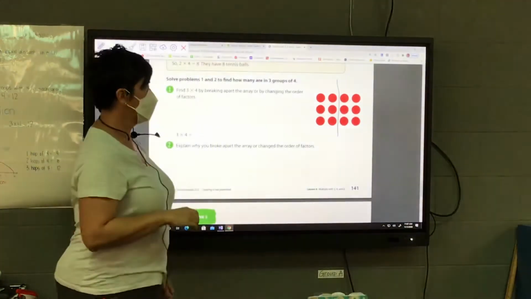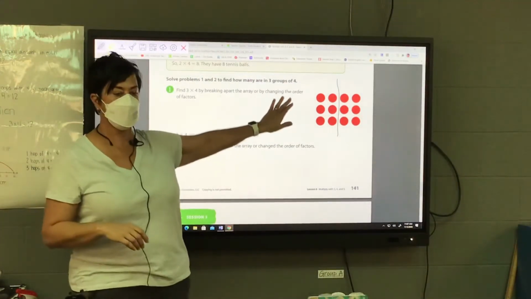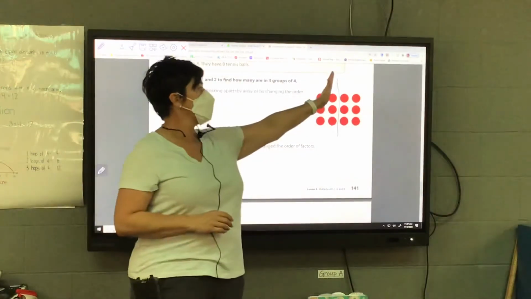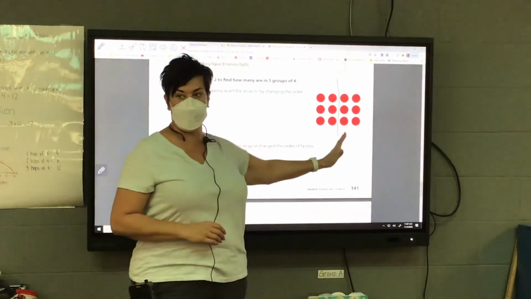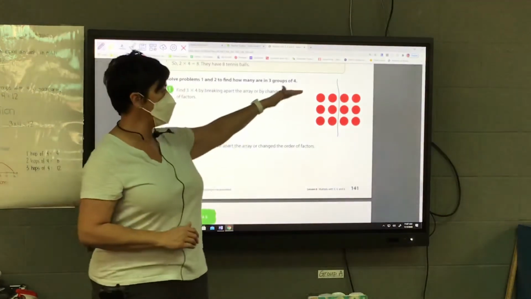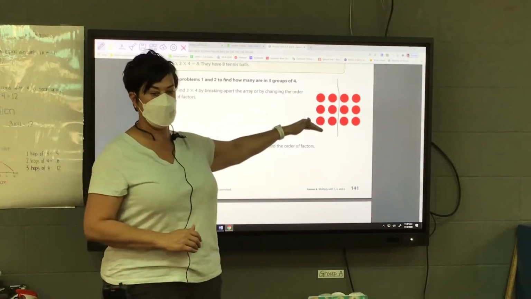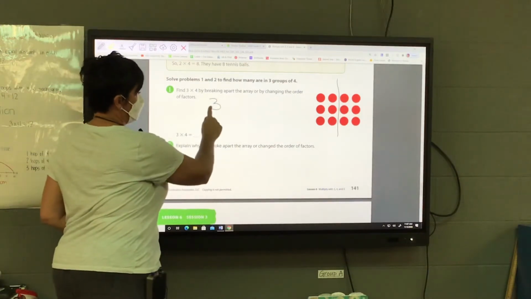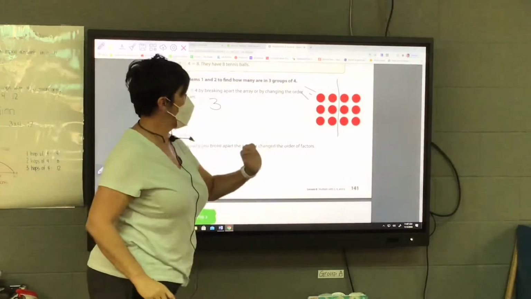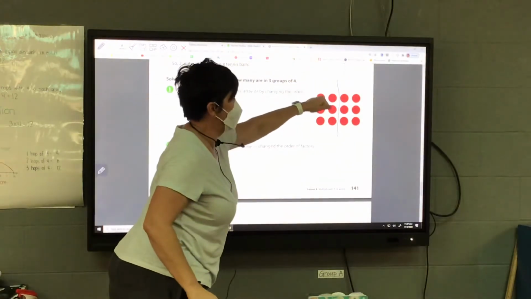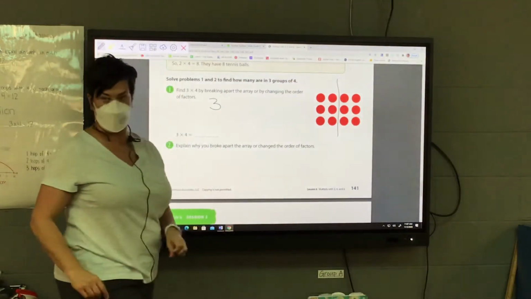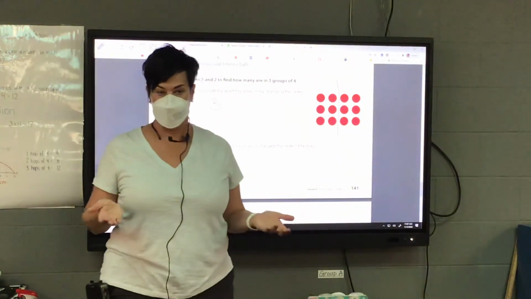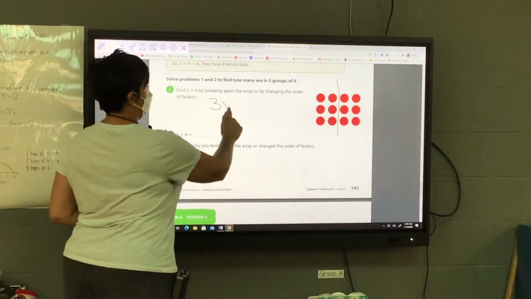All right, let's take a look up here. You have the same thing on your paper, but eyes looking up here. So we broke this apart right down the middle of this array. How many rows do we have? 3. We have 3 rows. How many are in each row? 2. So what's my first multiplication expression here? 3 times 2.